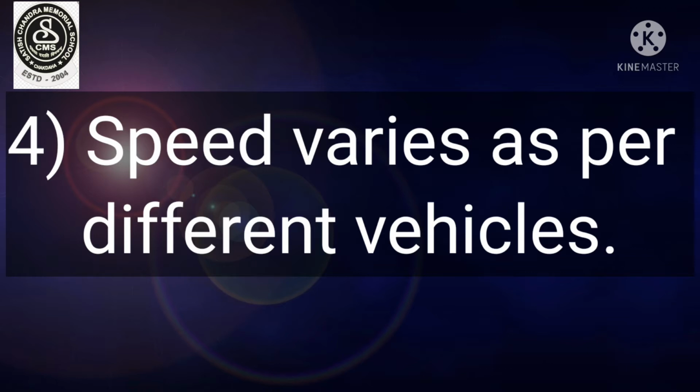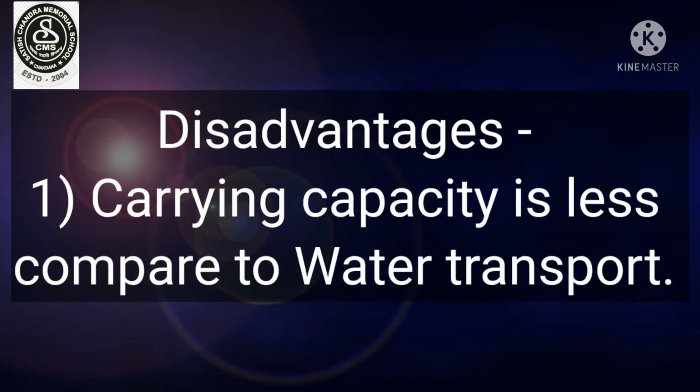Suppose you are on a bike, then there is a different speed. If you are on a scooter, then it is a different speed. If you are on a cycle, then a different speed. Okay, as per your vehicle, your speed varies. Okay, disadvantages. What are the disadvantages? First one, carrying capacity is less compared to water transport. If you compare with water transport, then it is less.